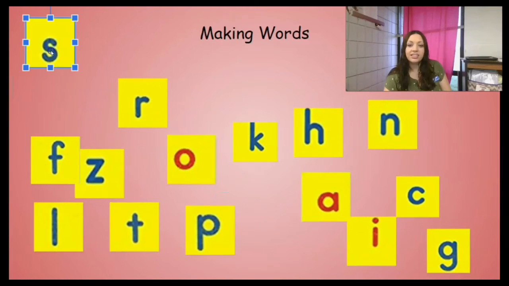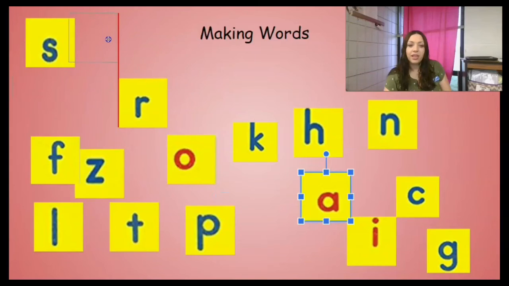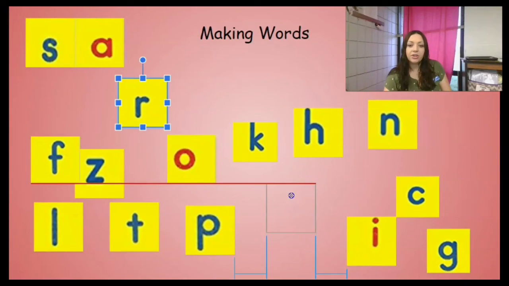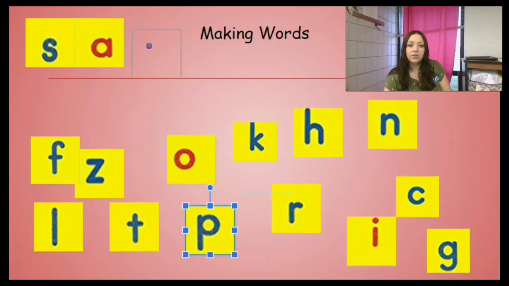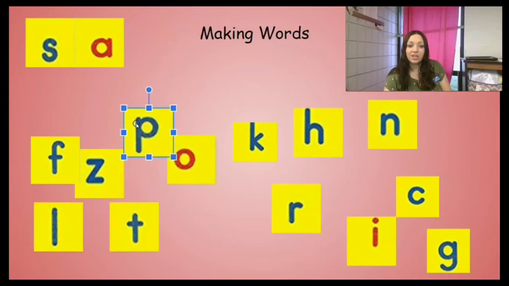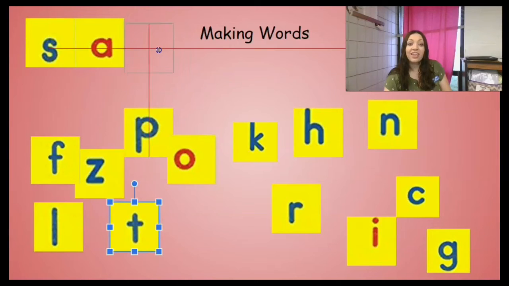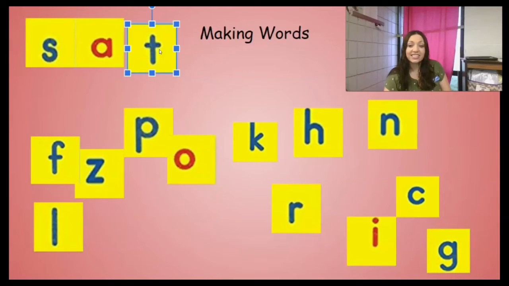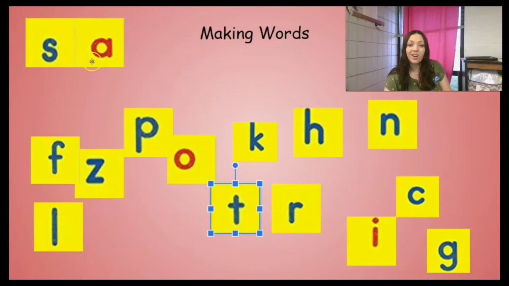Let's start with an S and then add an A, and then we're going to add a P at the end. So I have ap, sap. Good job. Change it to a T. Now it's sat. Awesome. All right, guys, you did an awesome job making words today.